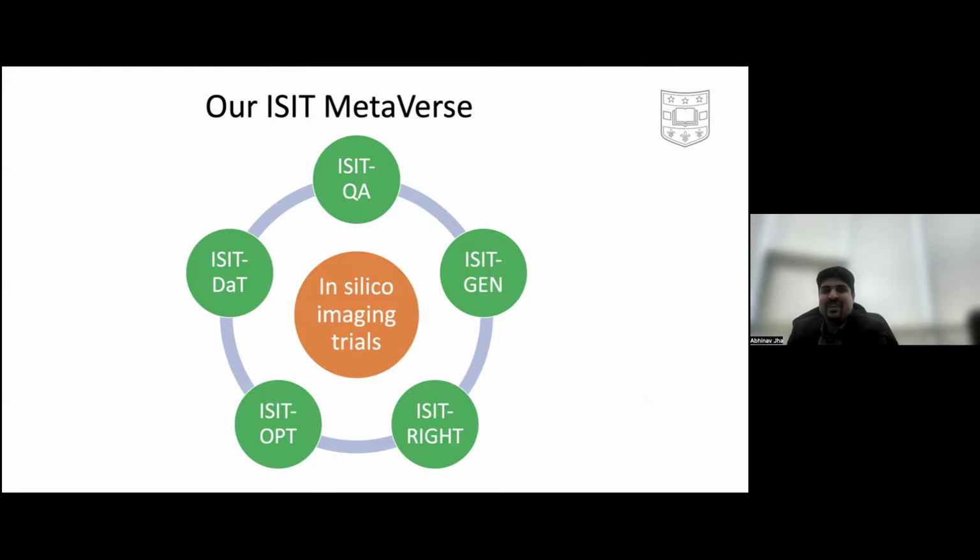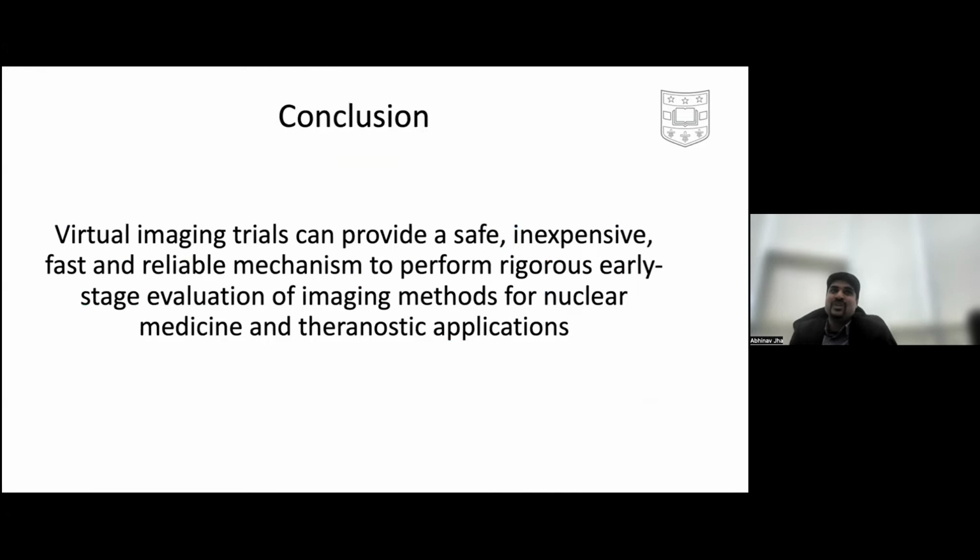With that, I'd like to conclude that virtual imaging trials can provide a safe, inexpensive, and relatively fast mechanism. Well, it does take time to do all the simulations, so faster is probably the correct word compared to doing an actual clinical trial. It is also a reliable mechanism to perform rigorous early-stage evaluation of imaging methods for nuclear medicine and theranostic applications.